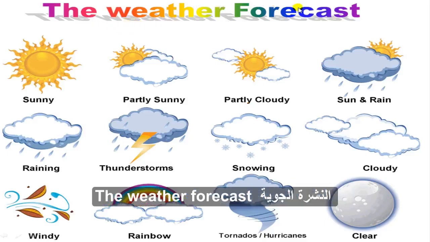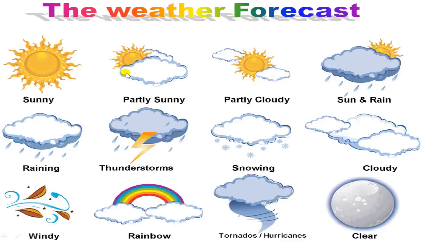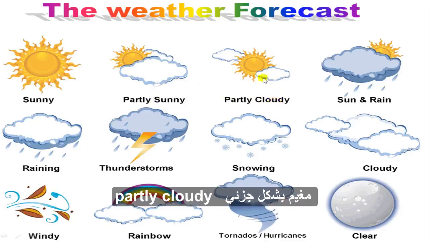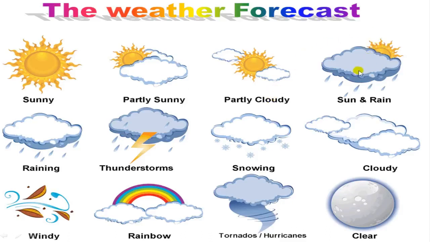Now, the weather forecast. You will find these words in the weather forecast, in نشرة الجوية. Sunny, it's sunny. It's partly sunny. It's partly cloudy. It's not cloudy all of it, and it's not sunny all of it. Sun and rain: sometimes it's sunny and it's raining at the same time. Raining.